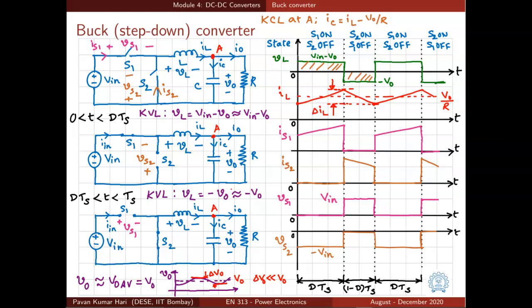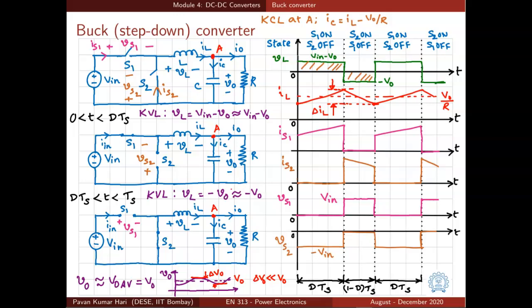The next question is, how do we realize this in practice? Like what switches to use where? How do you choose whether it is a MOSFET or a diode in this particular circuit? For that we need to look at the voltage blocking and current carrying capabilities. That means we need to look at the current flowing through the switches and the voltage across the switches under the different intervals.